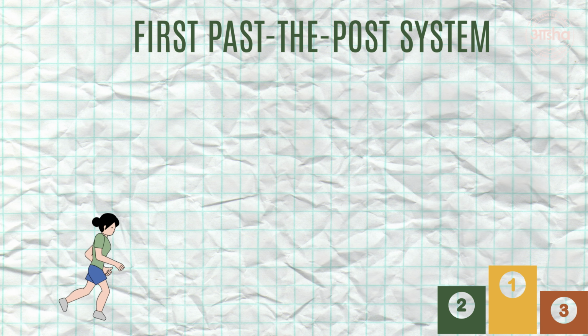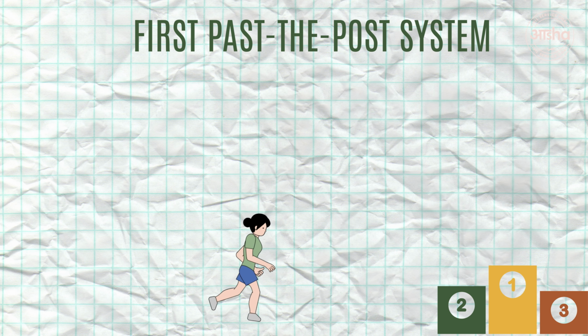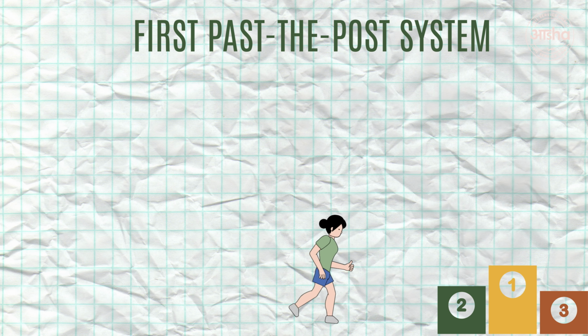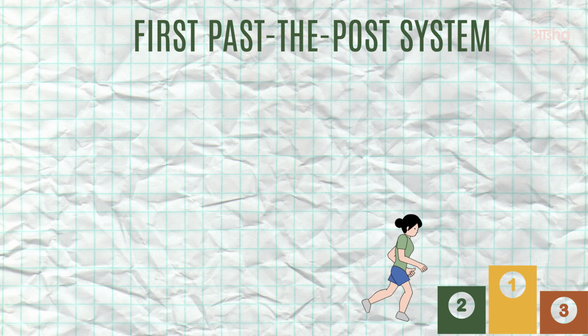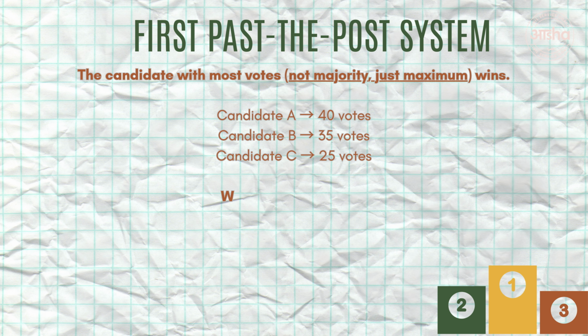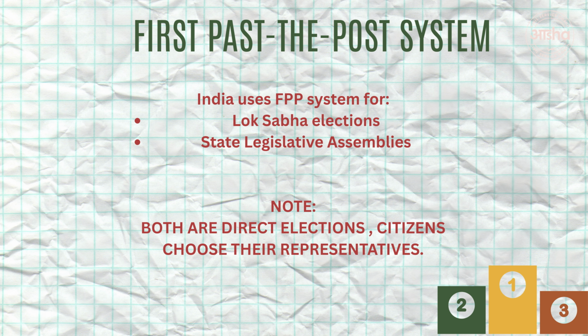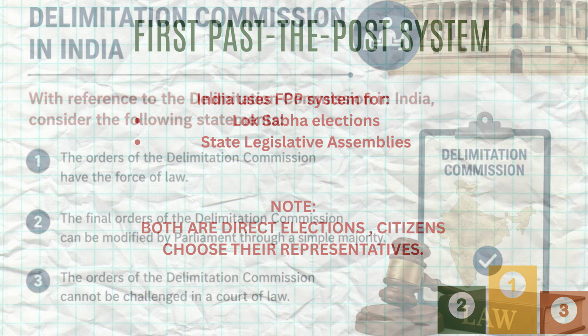The election is done by the first past the post system. It is a direct election as voters are directly choosing their representative. The candidate with the maximum votes wins. To make the process of election easier for the voters, both the direct elections of Lok Sabha and state assemblies are done by the FPTP system.